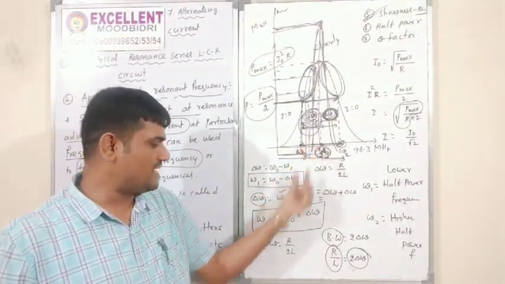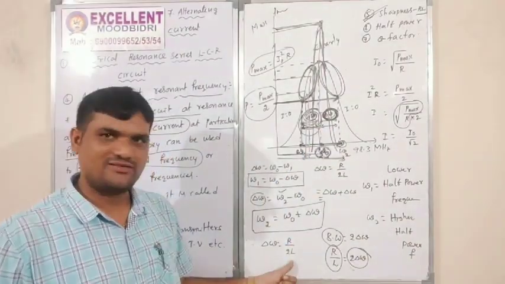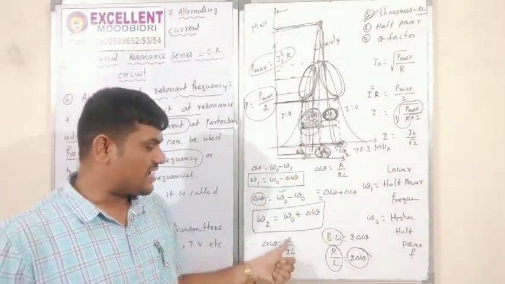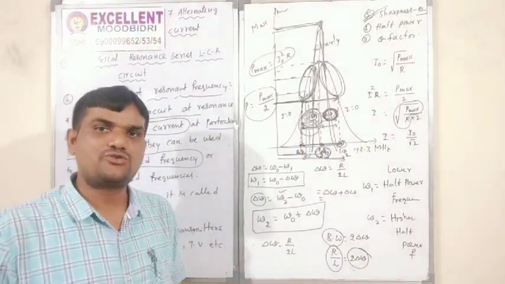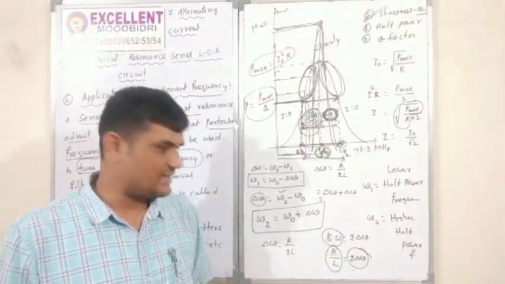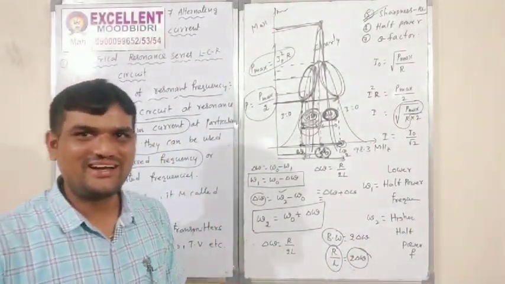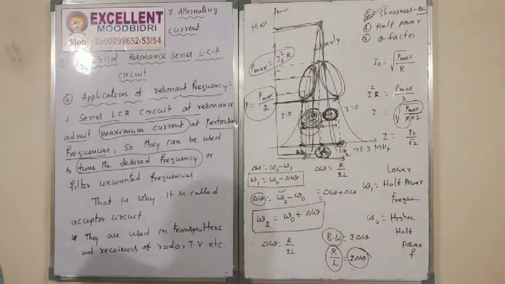From here to here how much? R by 2L. From here to here R by 2L. The total length is R by 2L plus R by 2L, which is equal to R by L, which is nothing but 2 delta omega. Sir, how will we get this formula, sir? I will give it later. Okay, so these are the applications.